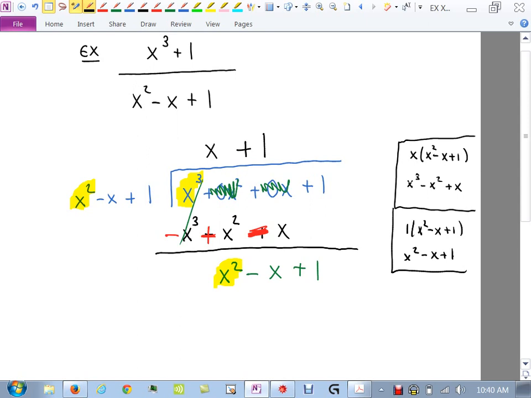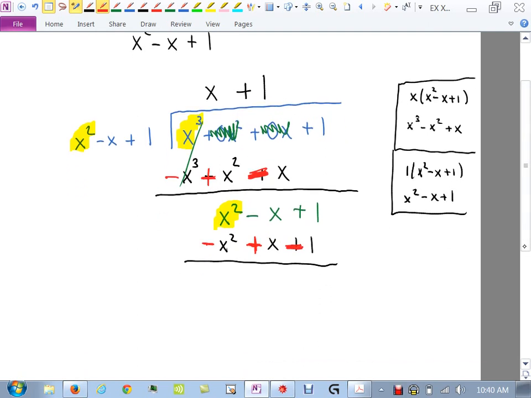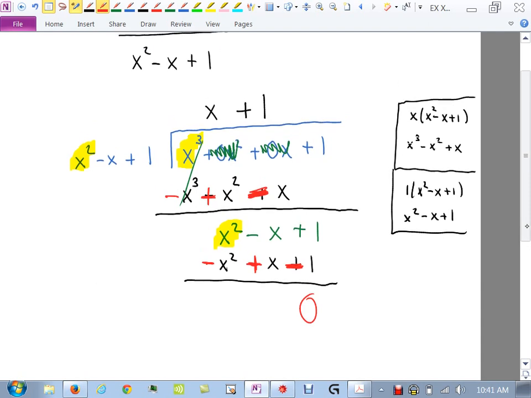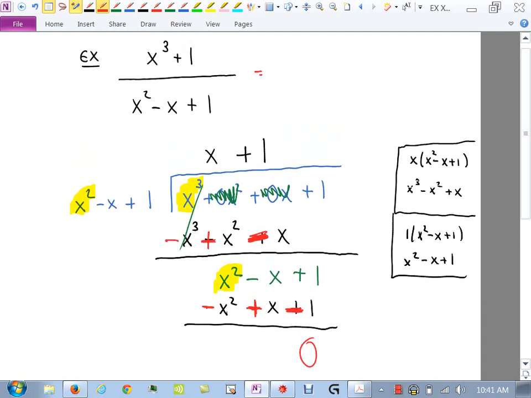Same cycle here, right? Place it underneath. Change the signs of everything. Add down, and you should get what? 0 all the way across. So we should get 0, negative x and positive x is 0, and 1 and negative 1 is 0. So we get 0, which means we have a remainder of 0, which means our answer is what's up there by itself, x plus 1.